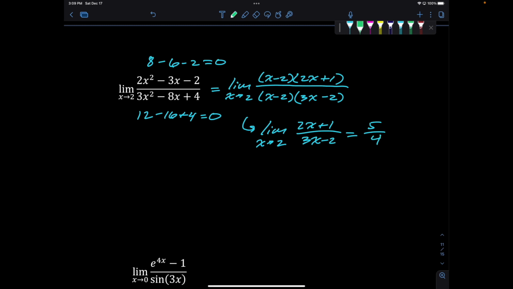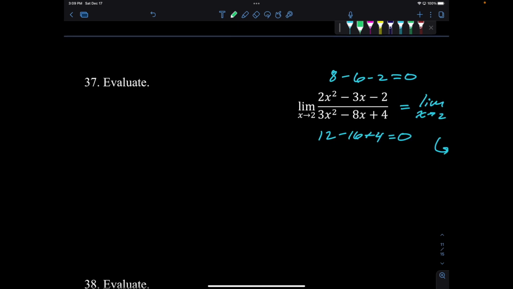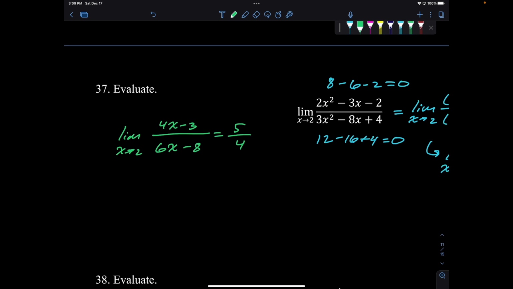If you do know L'Hopital's and you want to use it, and you want to do, I don't know, kind of bad work, I'm going to do the limit as x approaches 2. The derivative of the top is 4x minus 3. The derivative of the bottom is 6x minus 8. And then if I sub in, I get 8 minus 3 is 5, and then 12 minus 8 is 4.